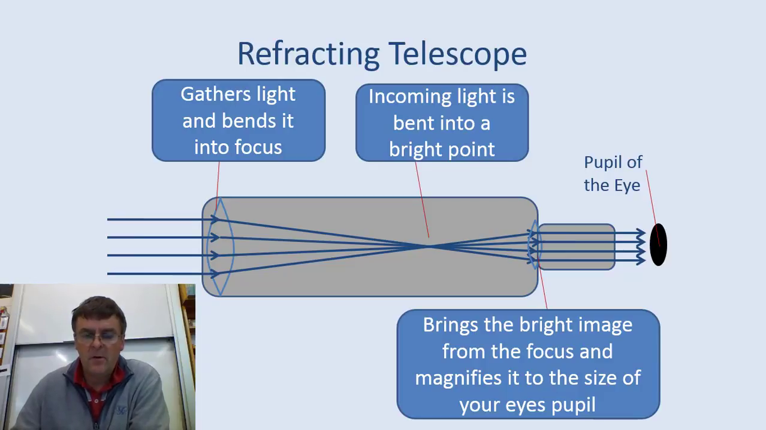And then the next lens refocuses it to the size of our eye's pupil so we can see it clearly. So that dim light's being concentrated and sent into our eye so we can see dim, faraway objects quite easily. Now this is a refracting telescope, so it's bending light to do that. There's a limit though to how big we can make these things.